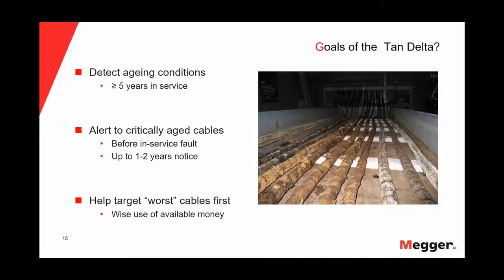What are the goals of the tan delta test? Well, to detect the aging conditions in the insulation of the cable. For that reason, we will do the tan delta test in all cables, at least cables that have been in service for 5 years. The goal is to alert to critically aged cables before an in-service fault, with up to 1 to 2 years notice. And of course, also to help target the worst cables first.